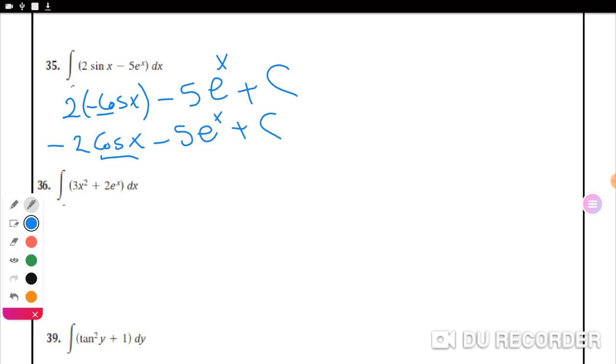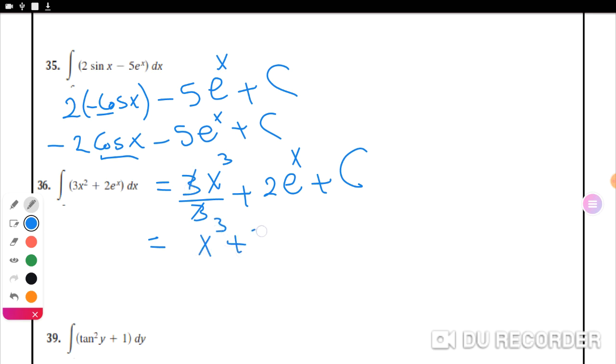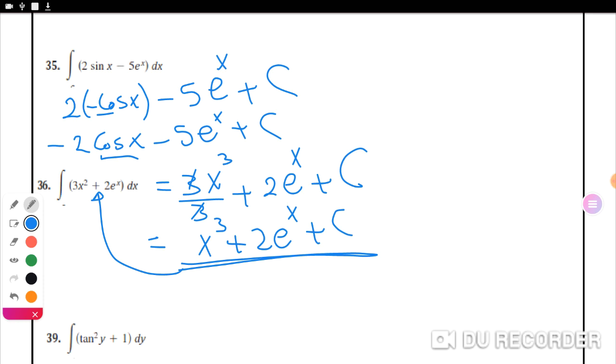Okay, this one, how to integrate, is so easy. It will be 3 multiply the integration of x to power 2, it will be x to power 3 over 3, plus 2 multiply, what is the integration of e to power x with respect to x? It will be e to power x plus constant. Just to simplify, it will be x to power 3 plus 2e to power x plus c. If you differentiate the result, it will be the integrand function. That is to make sure that your result is right.